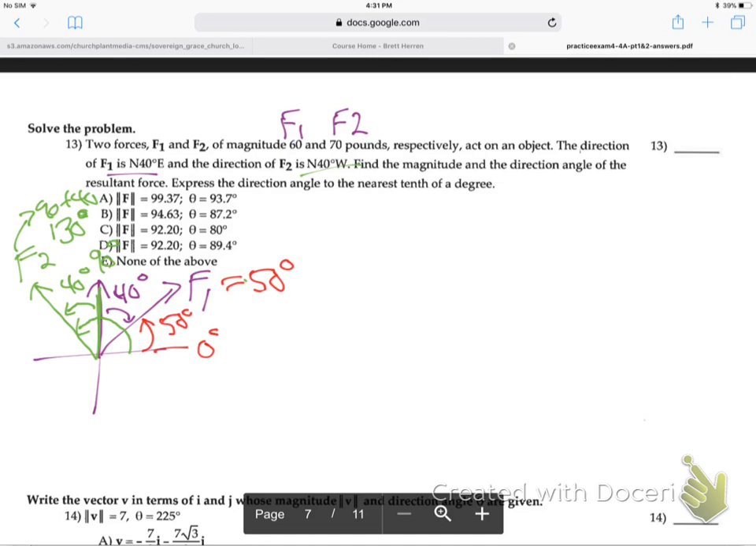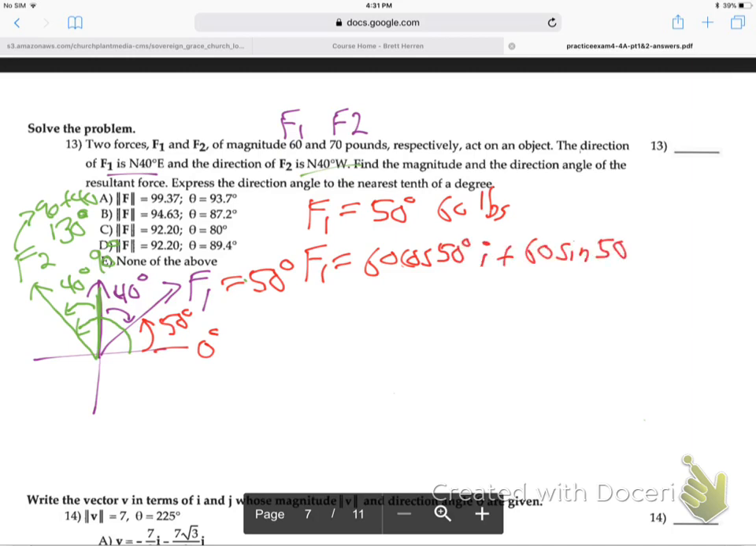So let's be clear now. Force 1 is a 50 degrees force and it's 60 pounds. And that means, how do you write that? You say force 1 is 60, not sine, but cosine. You start with cosine, right? 60 cosine 50 degrees I plus 60 sine 50 degrees J.